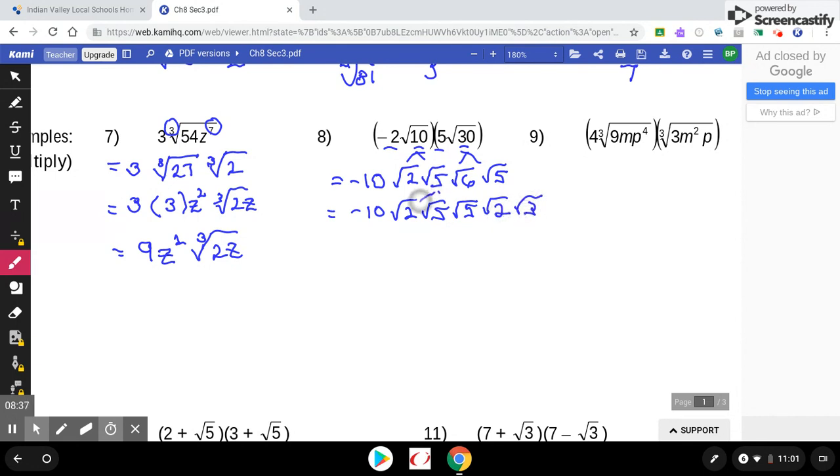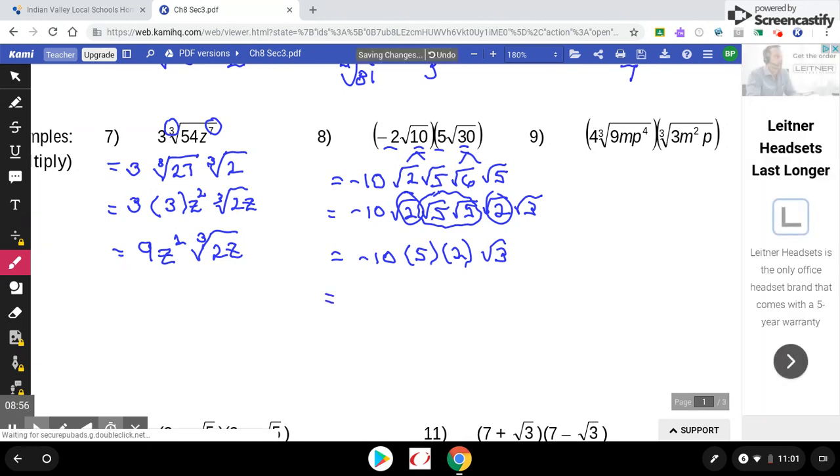So, shortcut whenever possible, but you can do it this way as well. I have a pair of 5s. That goes outside. I also have a pair of 2s. Goes on the outside. What was the only one that wasn't circled? The 3. Cleaned it up. Negative 10 times 5 is negative 50 times 2 is negative 100. Square root of 3. Done.